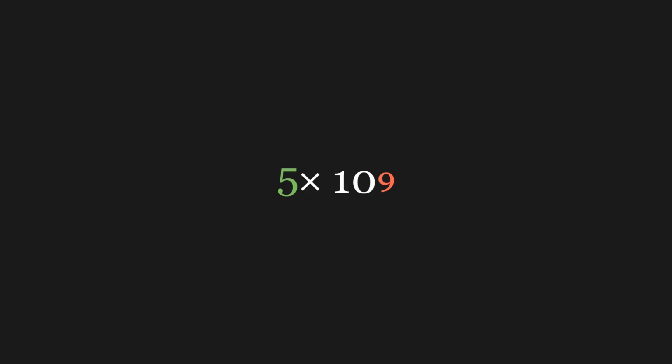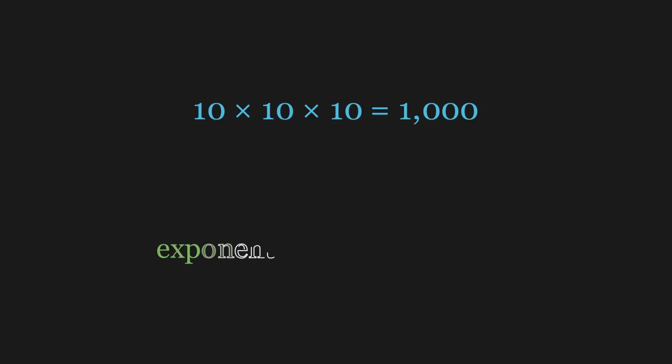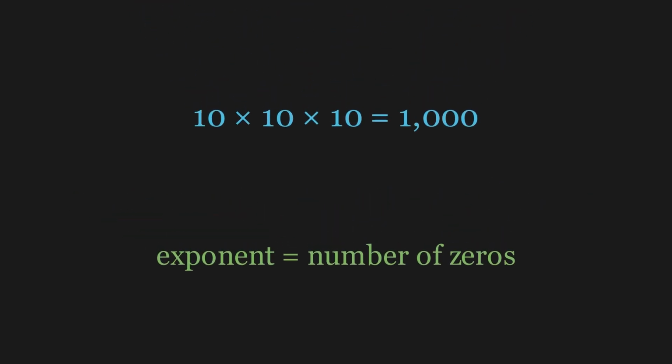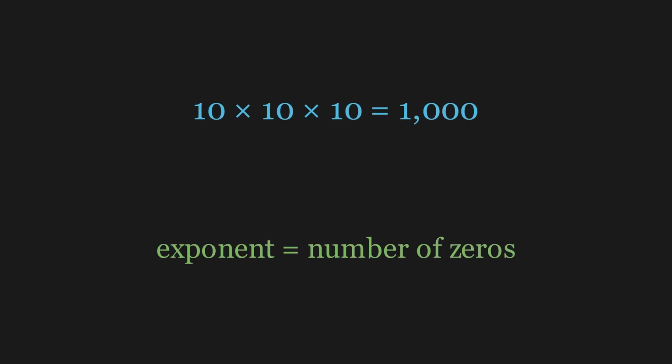Before we build one, let's get one piece of vocabulary out of the way. A power of 10, like 10 squared or 10 cubed, just means 10 multiplied by itself a certain number of times. 10 to the second power is 10 times 10, which is 100. 10 to the third power is 10 times 10 times 10, which is 1,000. Notice the pattern. The little number up top, called the exponent, tells you how many zeros follow the 1.